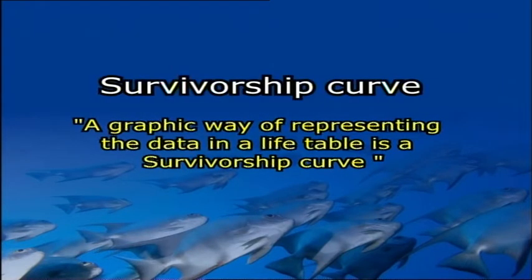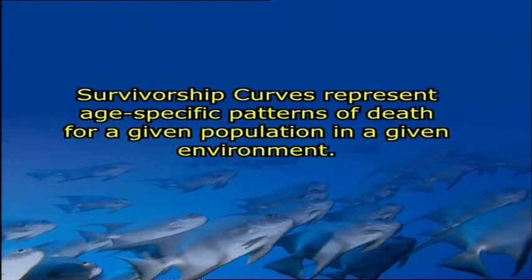Survivorship curve. A graphic way of representing the data in a life table is a survivorship curve. Survivorship curves represent age-specific patterns of death for a given population in a given environment. Each species has a characteristic curve. This is a plot of the numbers or proportion of individuals in a cohort of 1000 individuals still alive at each age. There are several patterns of survivorship exhibited by natural populations.